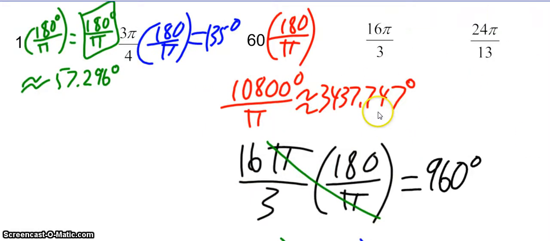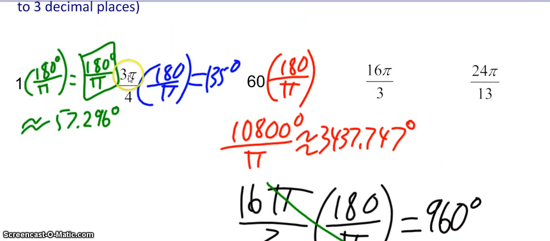16 pi thirds. So I did that down here. I multiply by 180 over pi. The pi is reduced. I can reduce the 180 and the 3, and that's just 960 degrees. So that's both the rounded and the exact value.